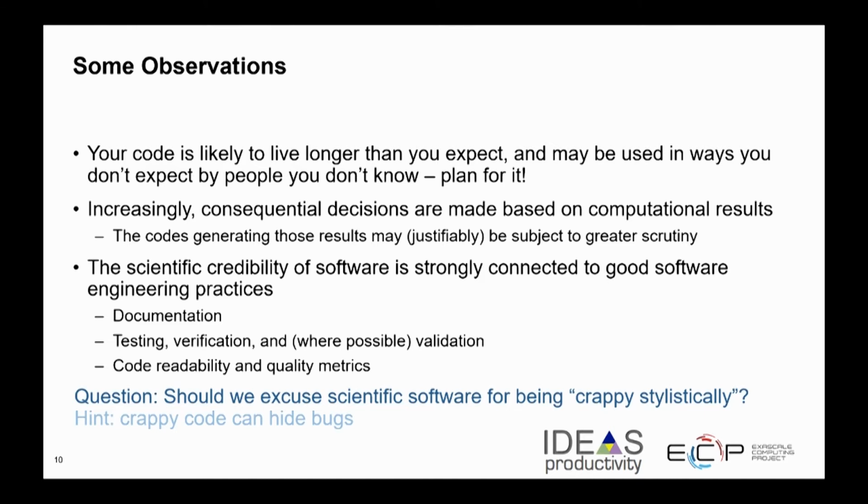And then in our group, we talked about this thing that Phil Butt said, should we excuse scientific software for being crappy stylistically? And the conclusion we came to is that we know that happens, but crappy code makes it easier to hide bugs. If you have nice, clean code, it's harder for the bugs to hide. And so yes, at some level, but it would be better if we did a better job with our software.